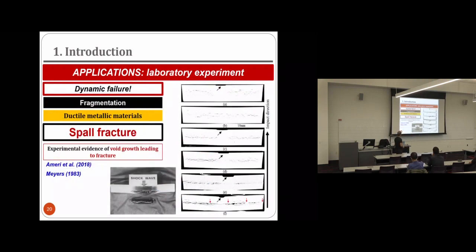Here you can see some other examples of spall fracture that I took from a paper of Ameri et al. and Meyers 1983, where you can see again the formation of a spall fracture, right? And these are different specimens of, if I remember well, tantalum that were tested at different velocities. As we increase the velocity, we observe the increase in damage inside the material.